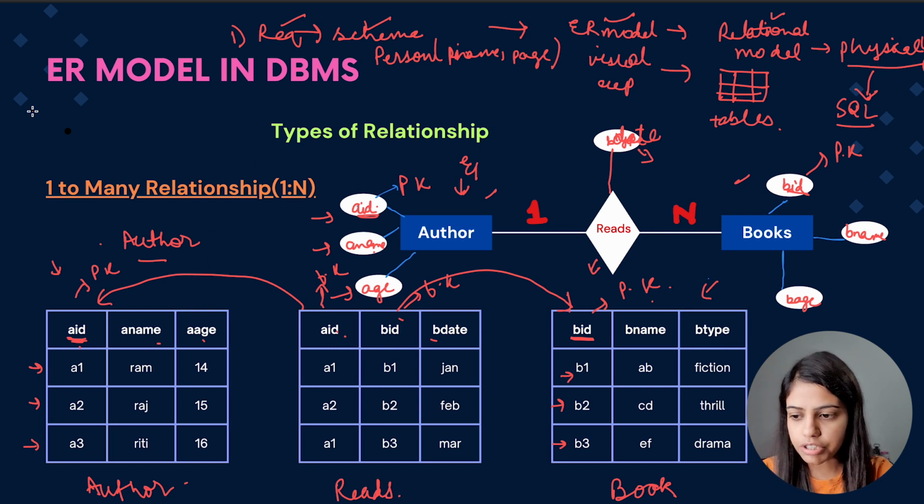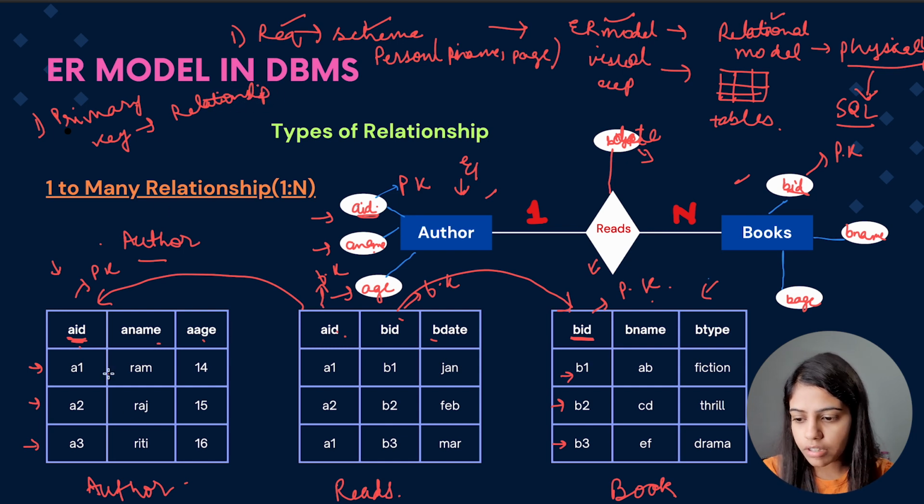So the very first question which comes to mind is, okay, what would be the primary key in the relationship table? Because in the author table, AID was acting as a primary key. In the book table, BID was acting as a primary key. But in the relationship table, which among these two would act as a primary key?